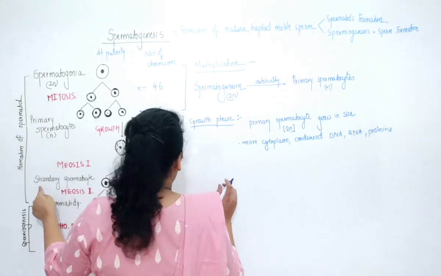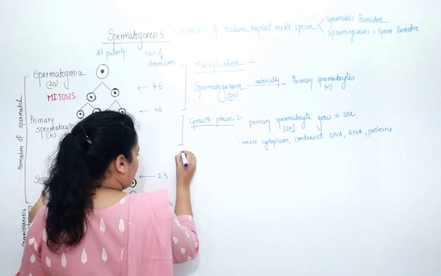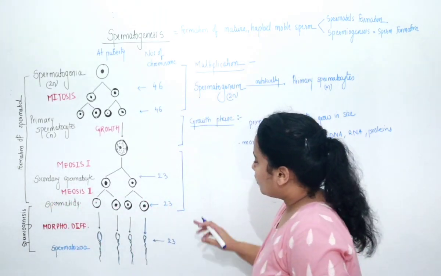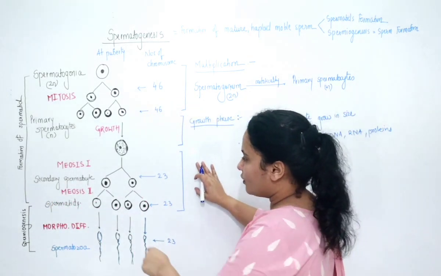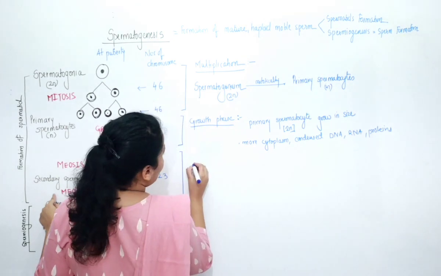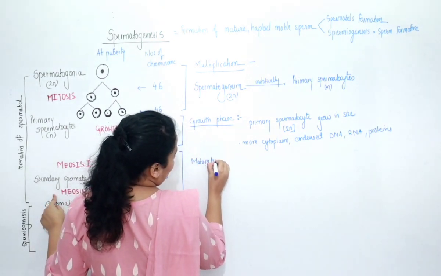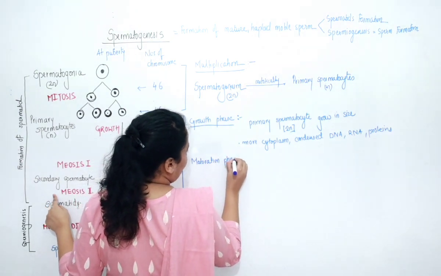Now in the formation of spermatids, we will go to the third phase. Now what is this third phase? This third phase is known as the maturation phase. It is called the maturation phase.